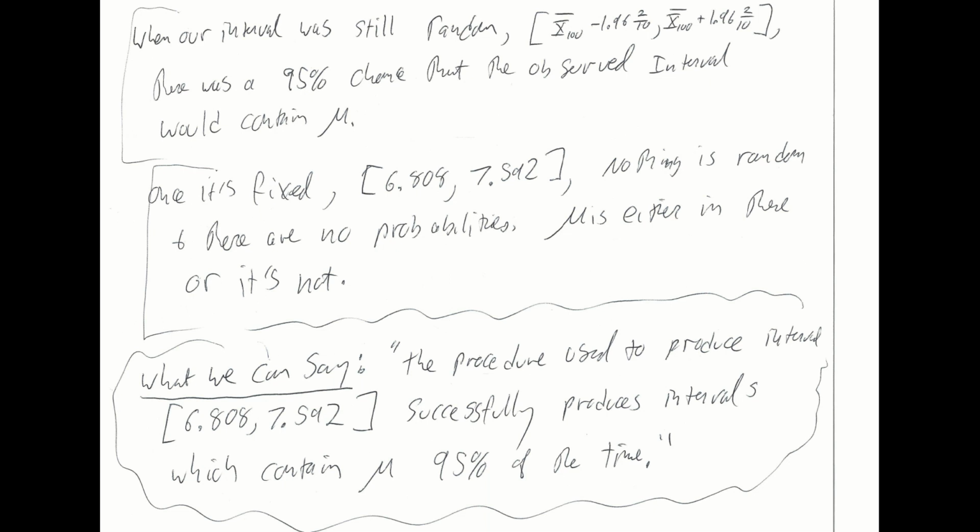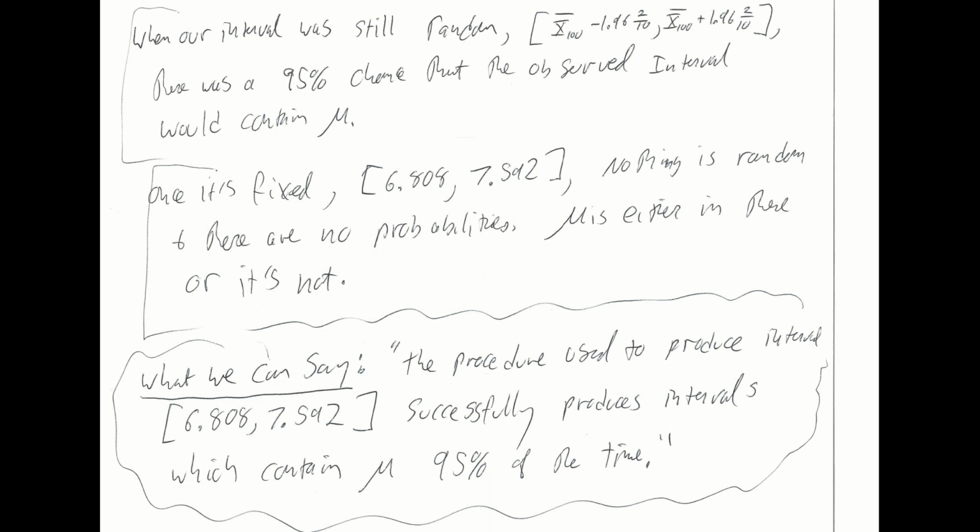What we are able to say at this point, and we're going to think about these questions in a couple of different ways at least, but this is one example of the kind of thing that you could say if I ask for an interpretation of a confidence interval, and I am likely to do so. The procedure that we use to produce this interval, 6.808 and 7.592, that procedure does successfully produce intervals which contain mu 95% of the time.